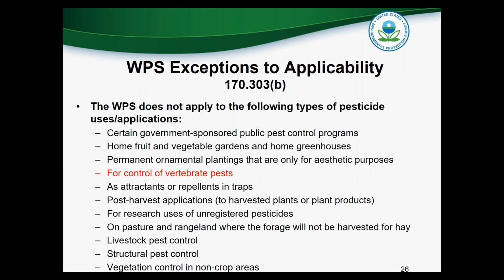Other types of things not covered: home fruit and vegetable gardens and home greenhouses. So essentially, anyone that is just growing things for home use and not doing it as any type of business or entrepreneurial thing, those aren't covered. Permanent ornamental plantings that are only for aesthetic purposes. So anything planted into permanent parks or permanent gardens, only to display the ornamentals for no other reason except for just having a park for visitors. Those types of plantings aren't covered.